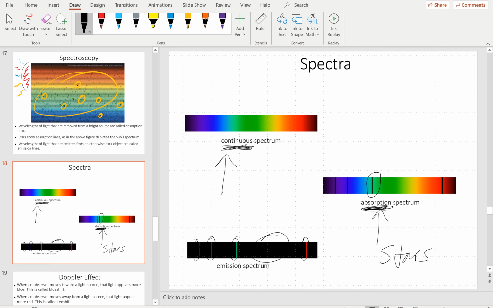Or it could be a collection of atoms, actually, or even molecules. Emission spectra is what we see from gas clouds, gas and dust clouds in the universe. These are called nebulae. A nebula is a giant gas and dust cloud. We'll get to this later on in the course when we talk about galaxies and different parts of galaxies.